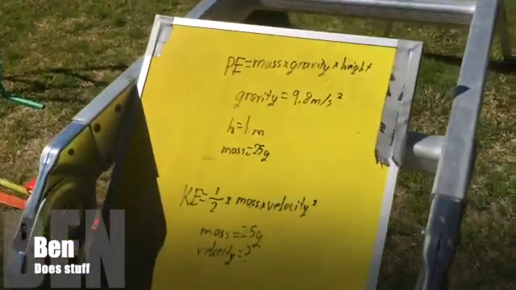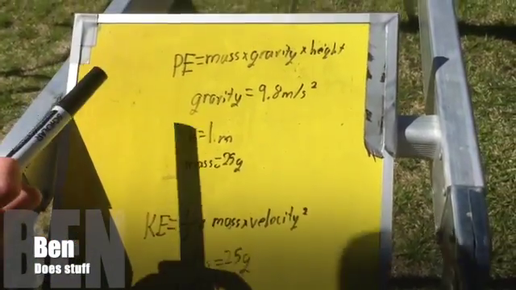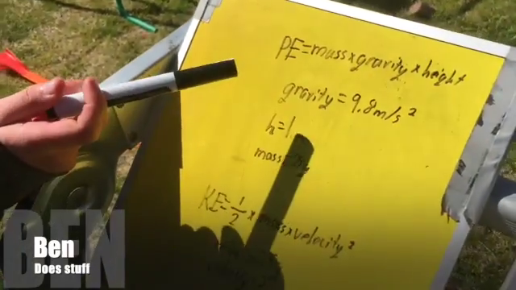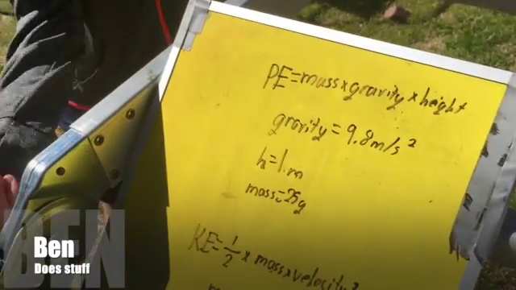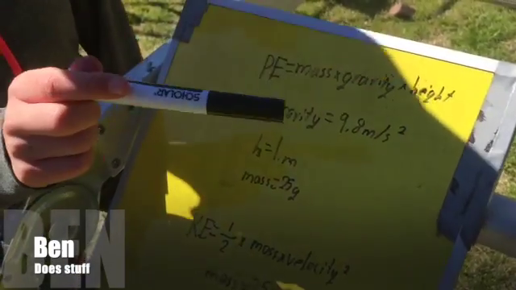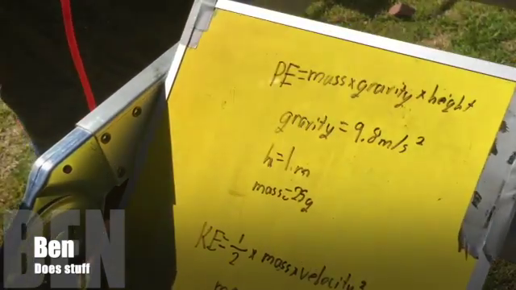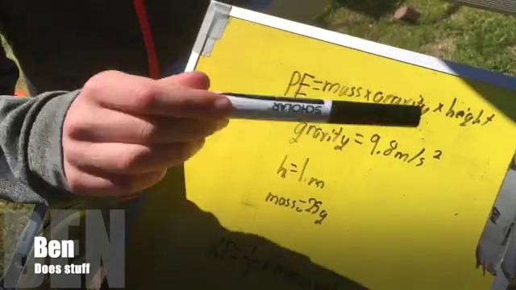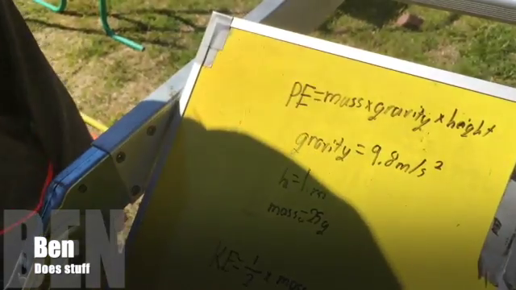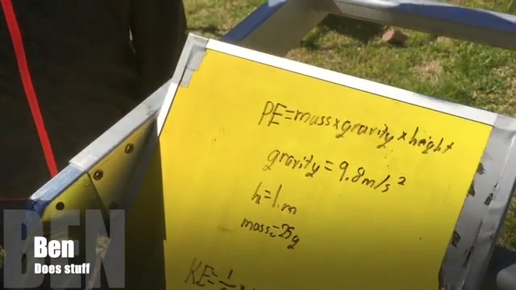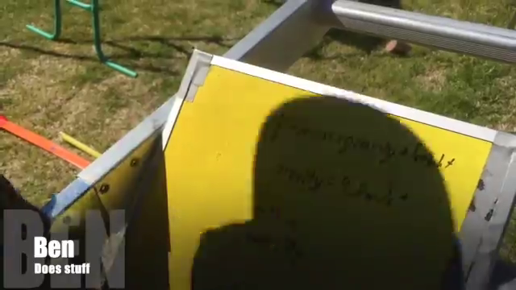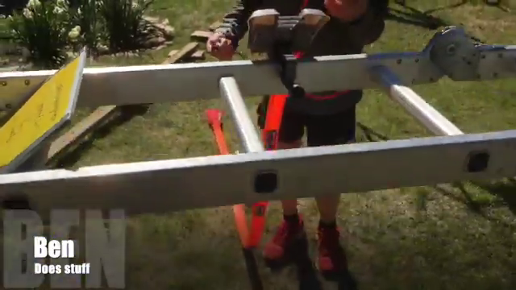Now, let's do some maths. Potential energy equals the mass of our car times gravity, which is 9.8 meters a second squared. So that means it's an acceleration, because it's exponentially growing. And times the height of the thing it's falling, in this case 1 meter.